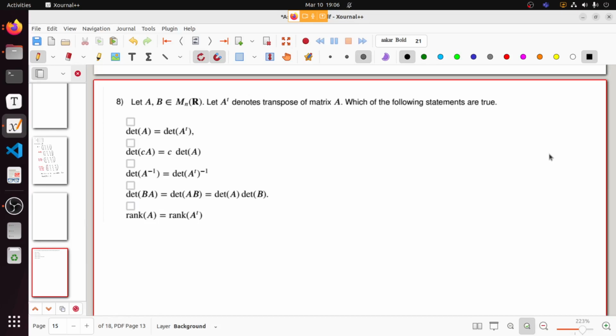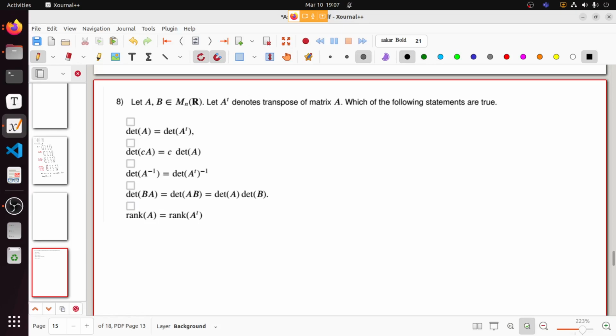Okay. A and B are two matrices, in M, R, meaning two n cross n matrices. A transpose denotes the transpose of the matrix. So you have to check which of the following statements are true, right? So determinant of A equals determinant of A transpose. Actually this was done in class, we have also used it earlier. In class it was done for invertible matrices, and for non-invertible matrices not that.